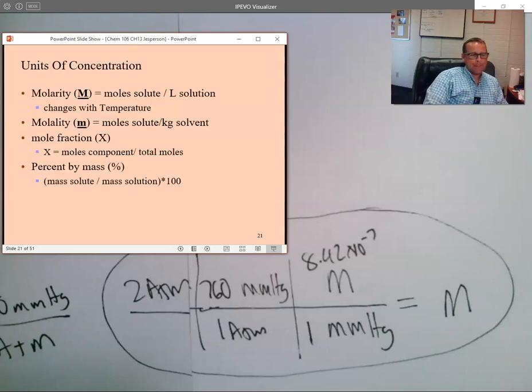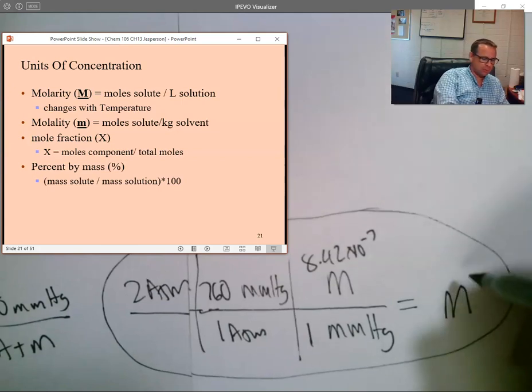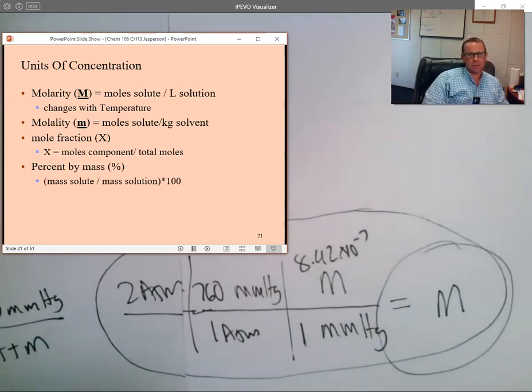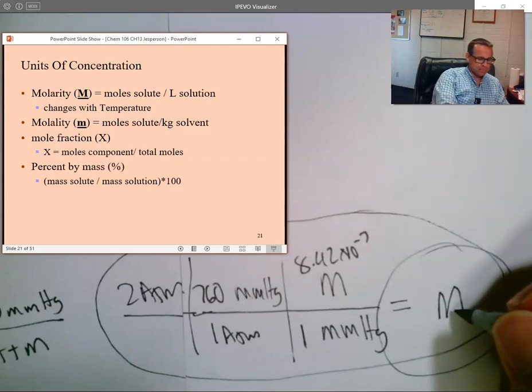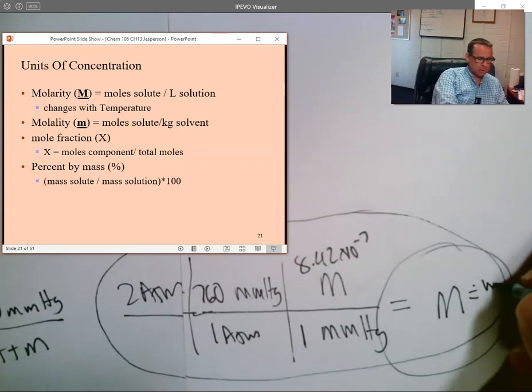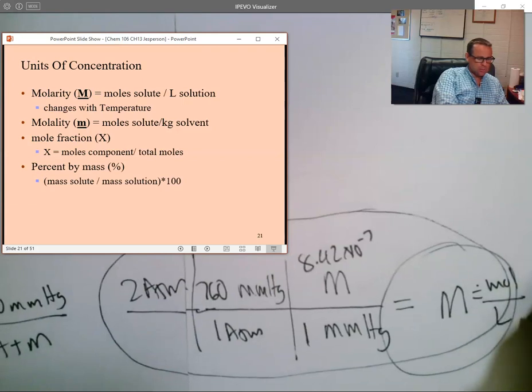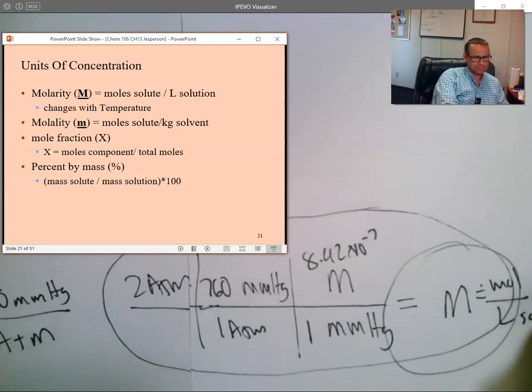All right. Just like the amount of gas that will dissolve in a solution depends on molarity, right? I have a question. Yeah, go ahead. What does the M stand for right there? Is that just molarity? Big M? Yes, that's right. That's moles of solute per liter of solution. Okay, thank you.